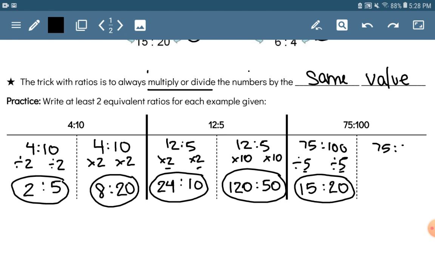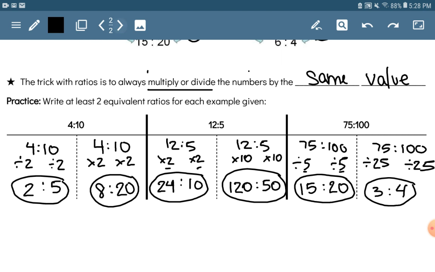75 to 100 have other factors or things we can divide by in common. Think of it like money. 75 cents and 100 cents, or a dollar. Those are both divisible by 25 if you think of quarters. So I'm going to divide by 25 on both sides. 75 divided by 25 is 3. 100 divided by 25 is 4. 3 to 4 is an equivalent ratio. You could have also chosen to multiply to create an equivalent ratio there. Just remember you're multiplying both of those numbers by the same value.